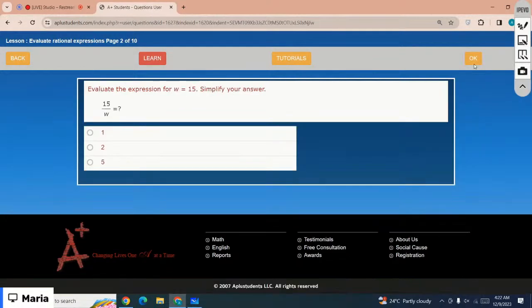Okay, the next one is evaluate the expression for w equals 15. Simplify your answer. So, which is the correct option? The correct option is 1.